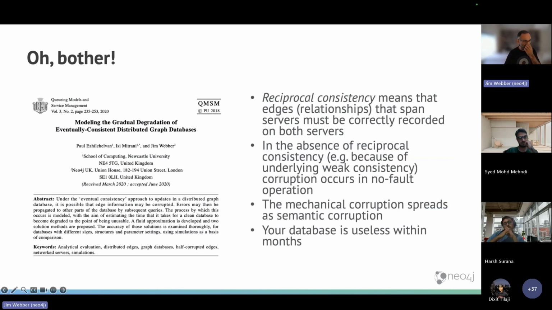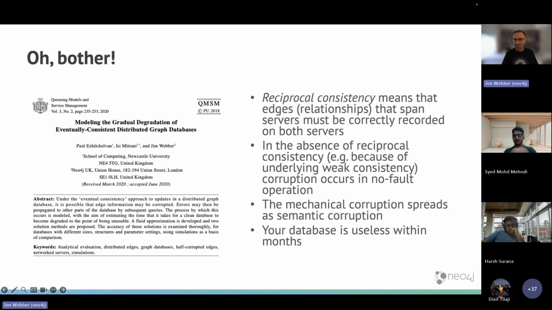So here's the Essel Chalvin paper that I mentioned earlier. And what he and Izzy Matrani and myself observed when we modeled this, so we built a simulation, we built a mathematical model of this, is that in order to preserve reciprocal consistency, so a relationship or edge that spans between shards, both servers must update their records in a way that is mutually respectful. So if we're deleting that relationship, both records that reference it on different shards must agree that it's deleted. And you can't have one agree that it's deleted and one that hasn't. And if you don't have reciprocal consistency, for example, things like JanusGraph on Cassandra, then very quickly, with no hardware faults, with no failures, you start getting race conditions that are inherent in eventually consistent systems.